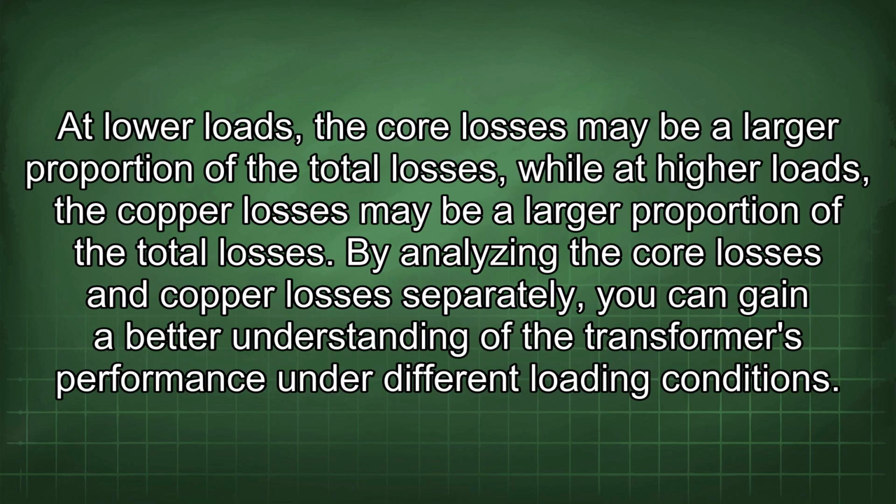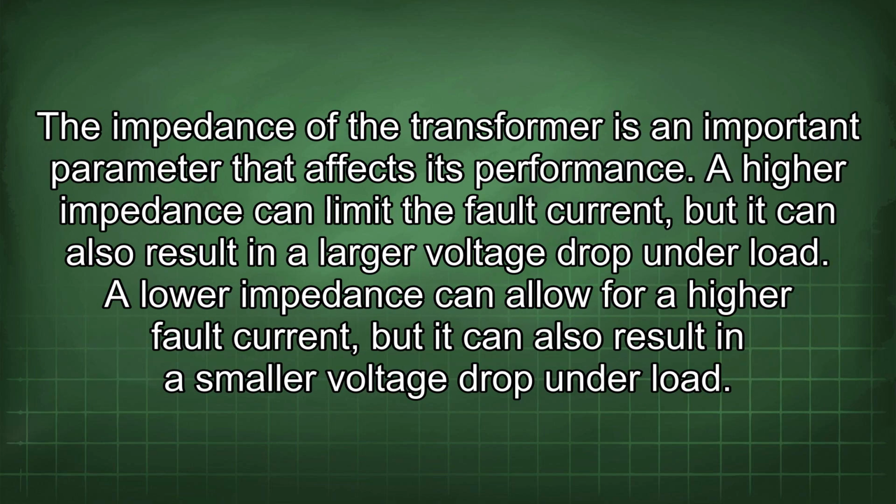At lower loads, the core losses may be a larger proportion of the total losses, while at higher loads, the copper losses may be a larger proportion of the total losses. By analyzing the core losses and copper losses separately, you can gain a better understanding of the transformer's performance under different loading conditions. The impedance of the transformer is an important parameter that affects its performance.